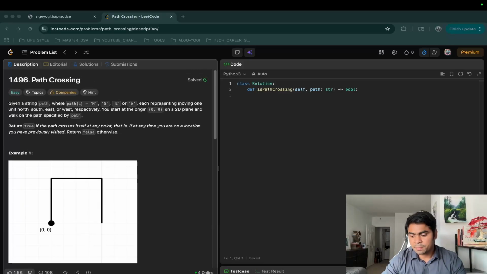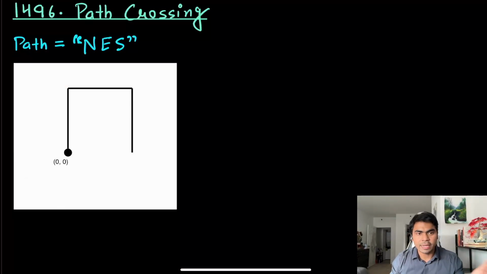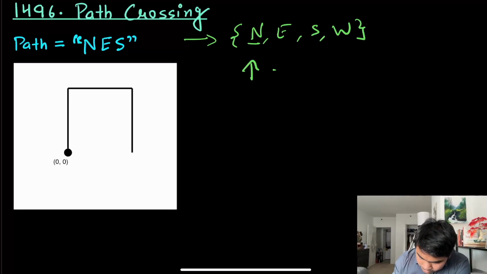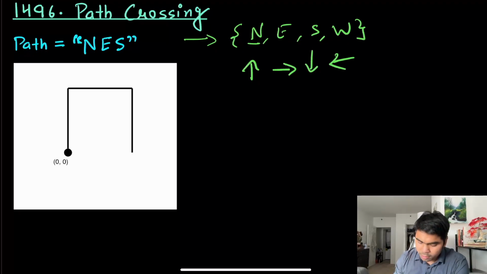Alright, so it's a simple problem, really easy to understand. That is why it's marked easy. But because we are doing the whole series, let's just do it. We are given this string which is going to contain letters from N, E, S, and W, where N means north. So north means going up, east means going right, south means going down, and W means going left.